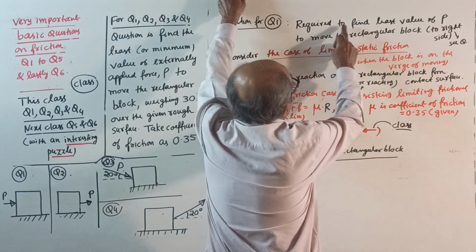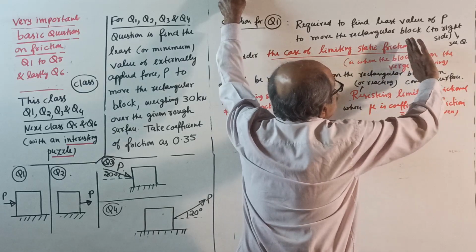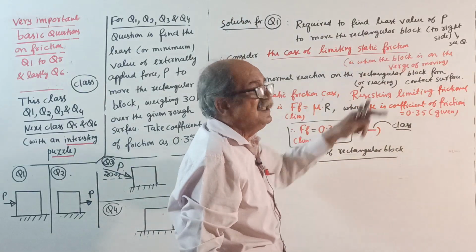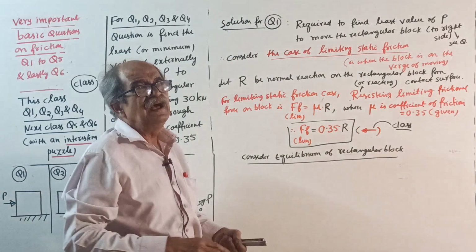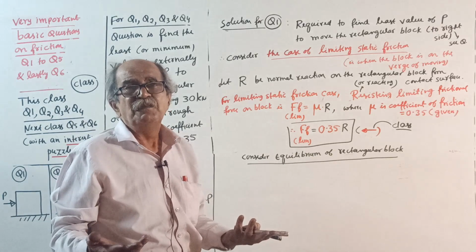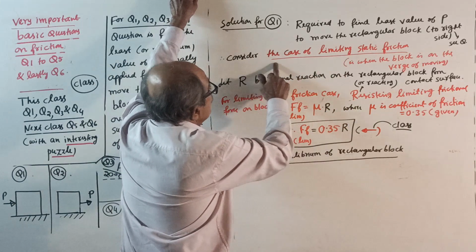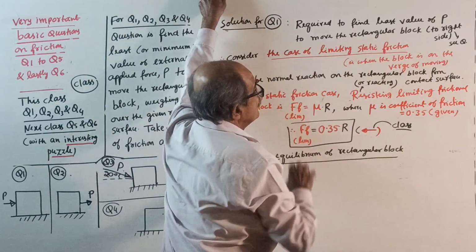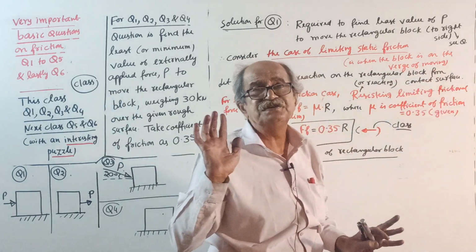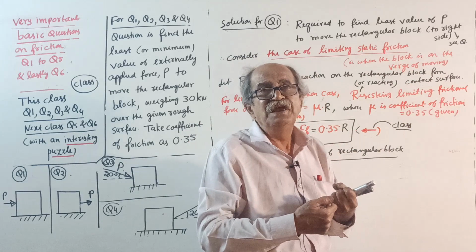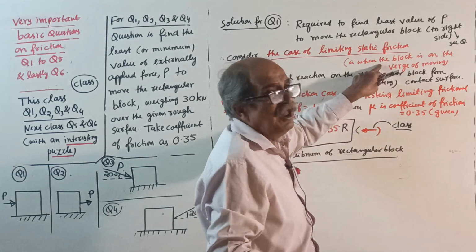Question 1. Required to find least value of P to move the rectangular block to right side. See, why right side? By the question you can make out. You can take either to right or left, suppose, but as per the sketch, it is to right side. Remember. Consider the case of limiting static friction, that is when the block is on the verge of moving. Reason I told just now. Find the least value of P required. All means same. This all I told just now.